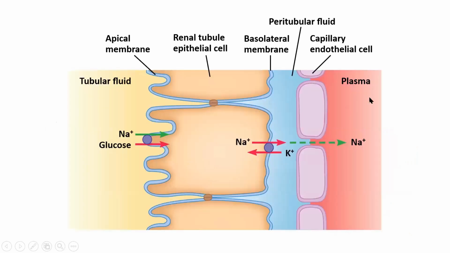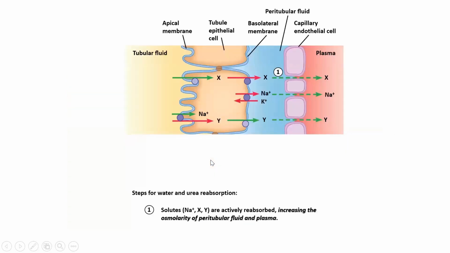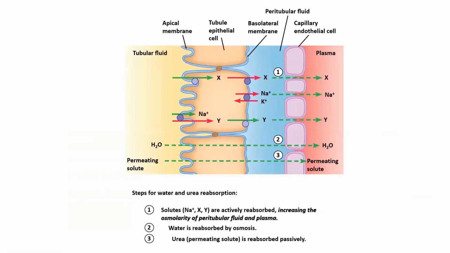Okay, so this image here. And again, we talked about this before, but sodium moves in passively because it's being pumped out actively here. Glucose can hitch a ride with that energy. So this is secondary active transport. And then actually, let's go all the way down here and summarize.